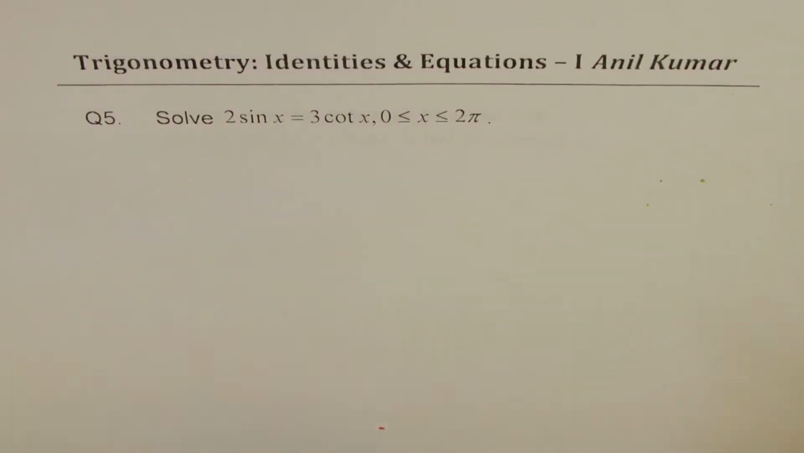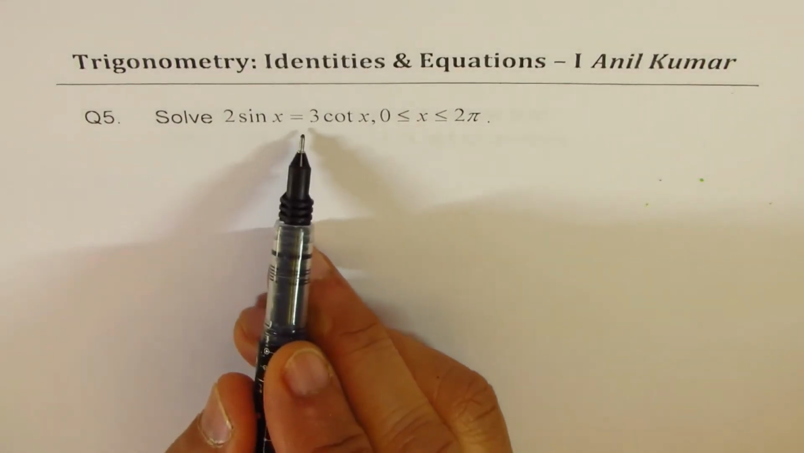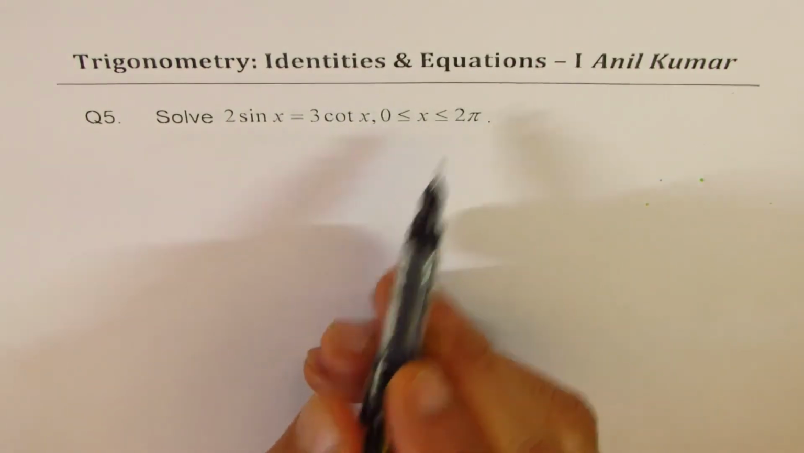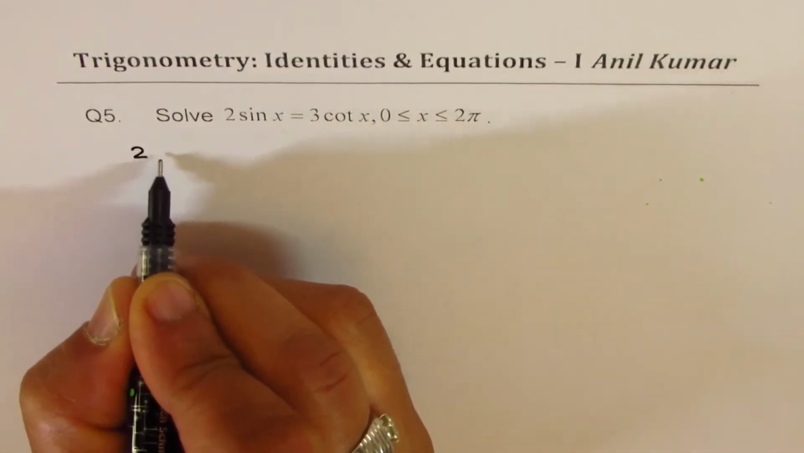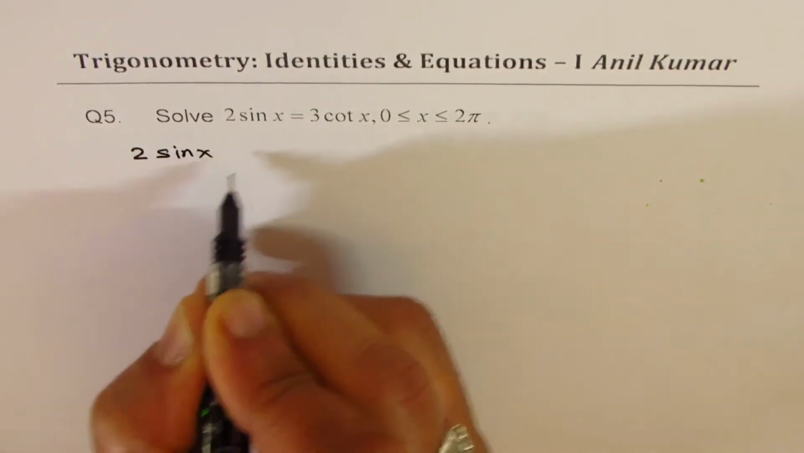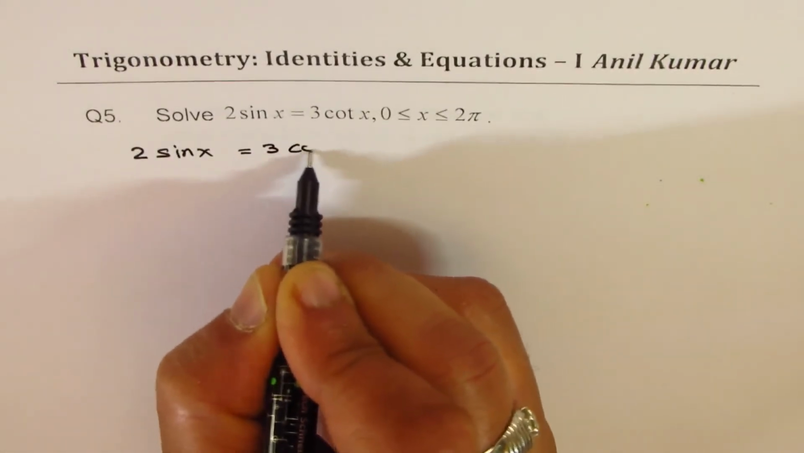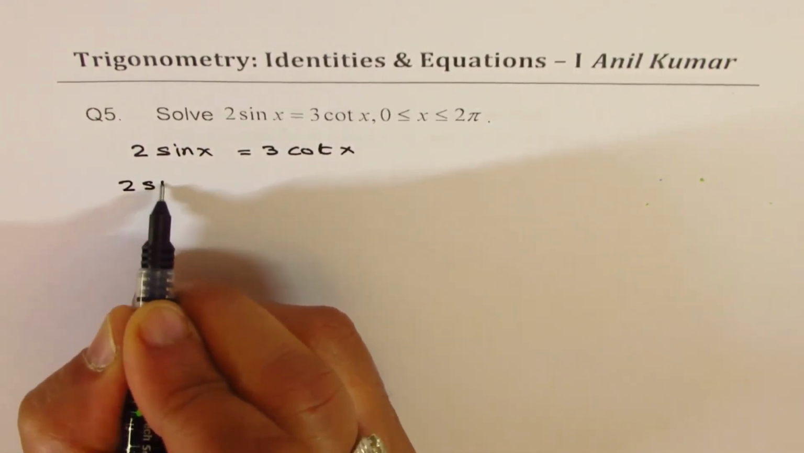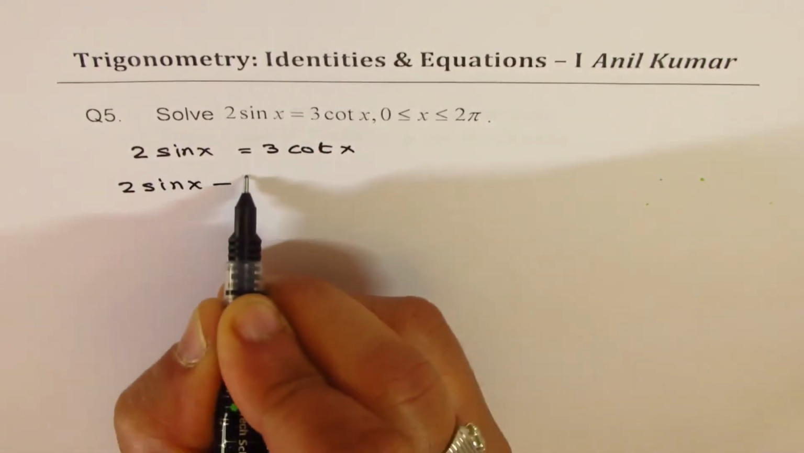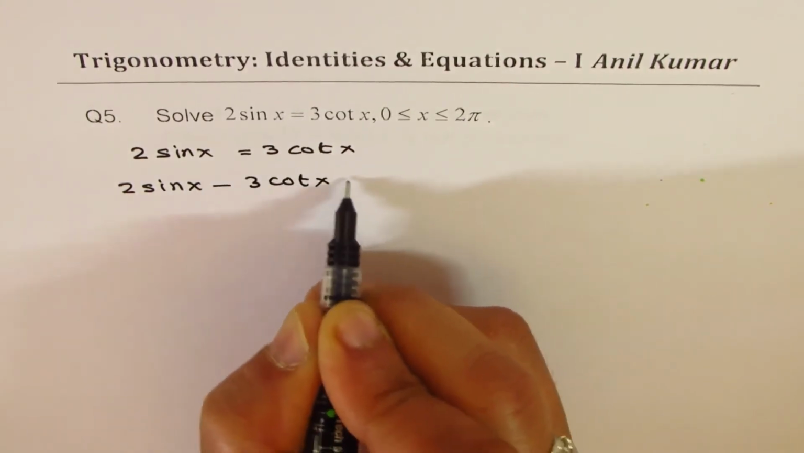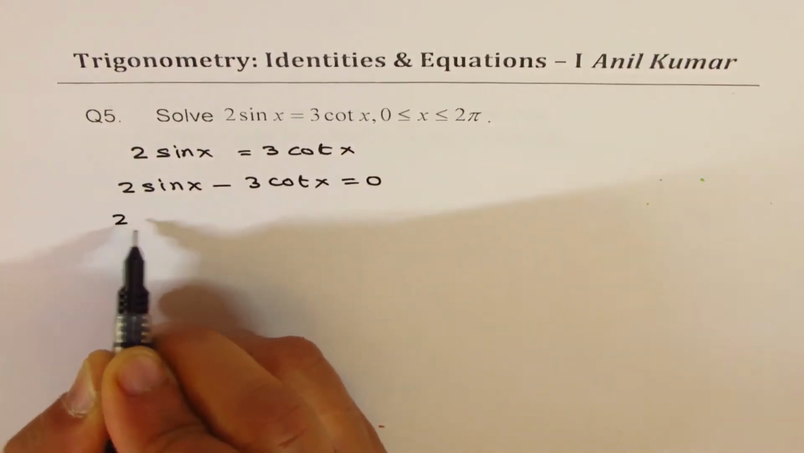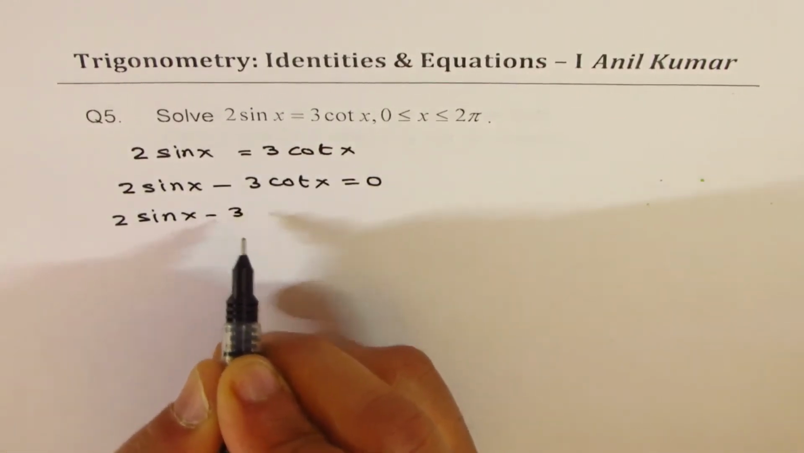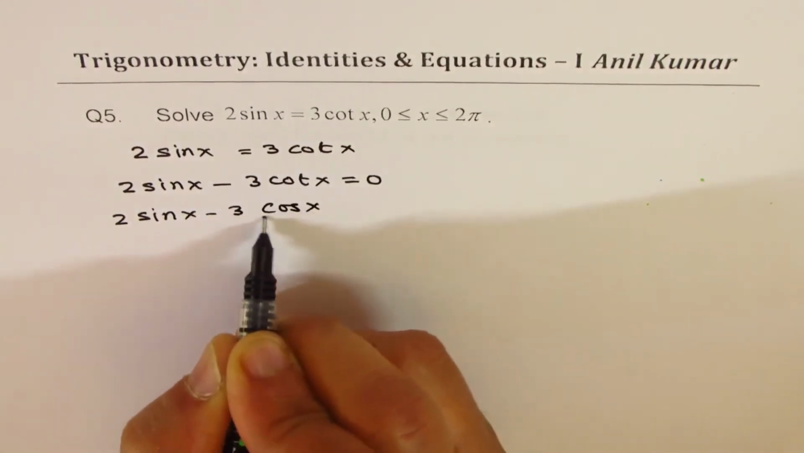Question number 5. Solve 2 sin x equals 3 cot x, where x is between 0 to 2 pi. So let's rewrite the question. It is 2 sin x equals 3 cot x. So let's bring them together: 2 sin x minus 3 cot x equals 0. Now we'll write cot x as the ratio of cos and sine.